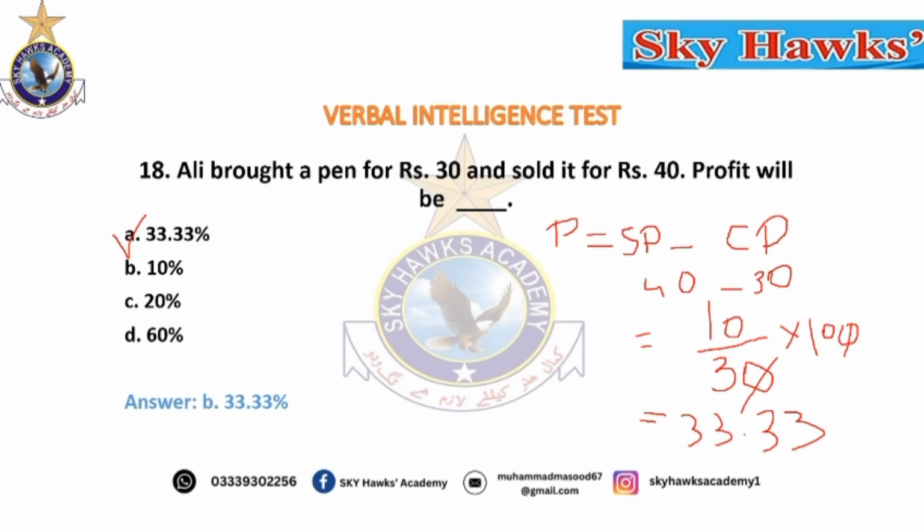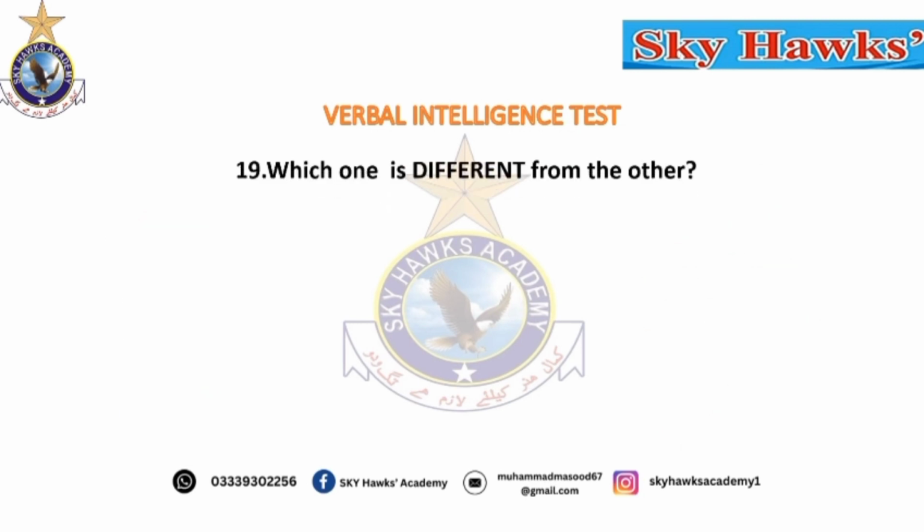Clear? Now we have the next question: which one is different from the others? Monkey, ape, chimpanzee and panda. Let's analyze the options to find the one that is different from the others. Out of the given options, panda is different from the others because it's not a type of primate. Monkey, ape and chimpanzee all are primates, while a panda is classified as a bear. So therefore the correct answer is panda.